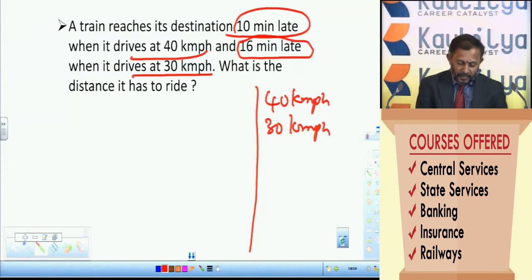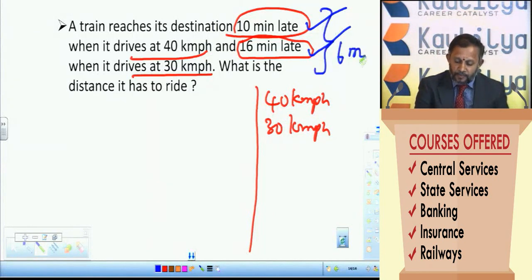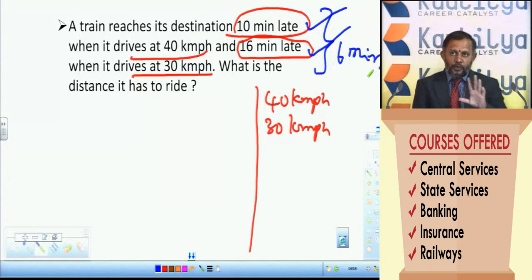So in the first case it is running late by 10 minutes, and in the second case it is running late by 16, as the speed is decreased from 40 to 30. So what you have to observe is the difference of the time periods is 6 minutes. Suppose if you are appearing for any competitive examination, we can simply say that the LCM of these two, 40 and 30, is 120.